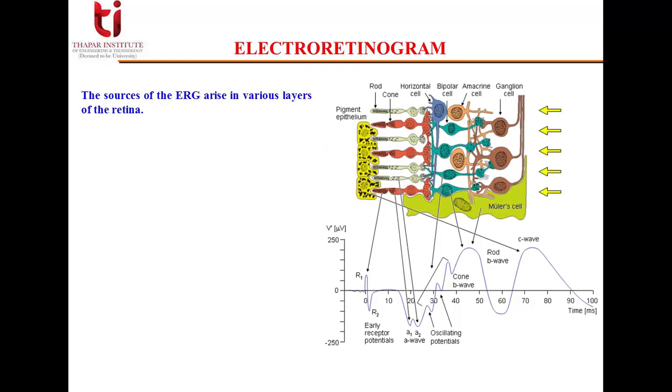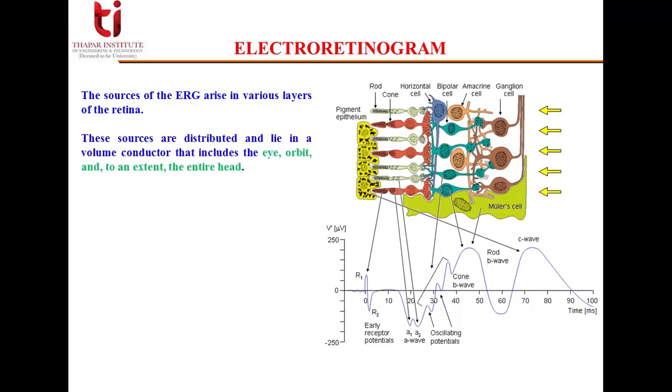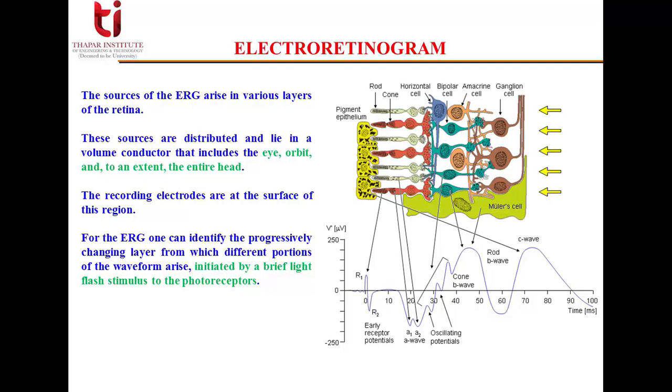If you see the various sources of ERG, they can arise in various layers of the retina, so let's describe them. These sources are distributed and lie in a volume conductor which includes the eye, orbit, and to an extent the entire head. The recording electrodes are at the surface of this region. For the ERG, one can identify the progressively changing layer from which different portions of the waveform arise, initiated by a brief light flash stimulus to the photoreceptors.